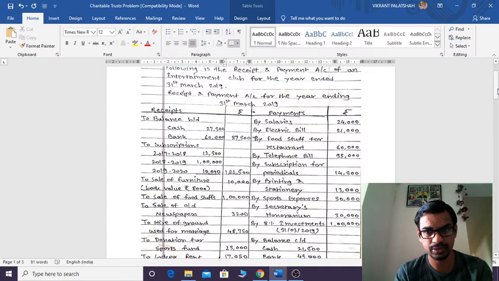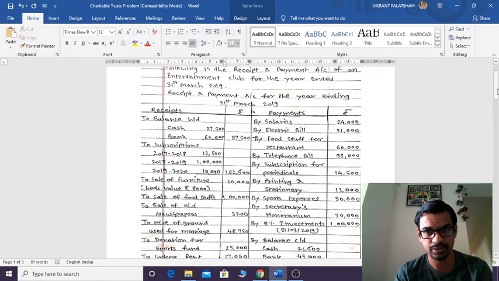1,22,500. Okay, so we have recorded that. And what is mentioned under the adjustment? See the adjustment number one. The club had 225 members, each paying an annual subscription of rupees 500. So there are 225 members of the club.